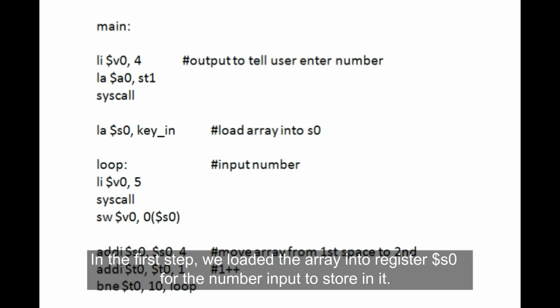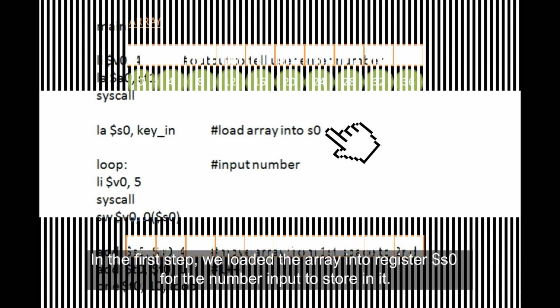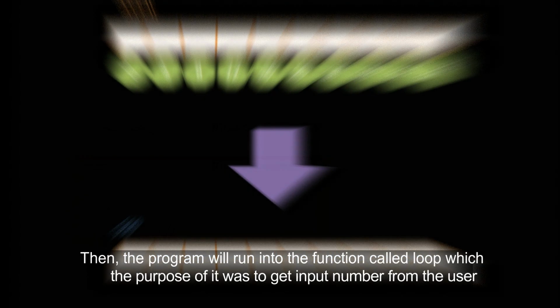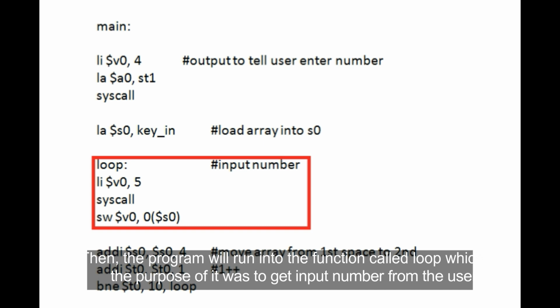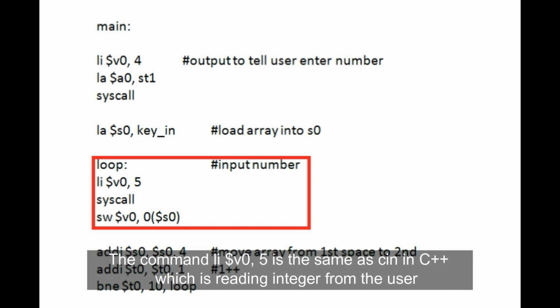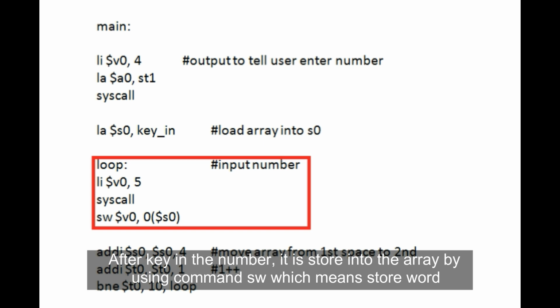In the first step, we loaded the array into a register for the number input to be stored in it. Then the program will run into the function called loop, the purpose of which was to get input numbers from the user. The command is the same as cin in C++, which is reading integers from the user. After keying in the number, it is stored into the array by using the command, which means store word.